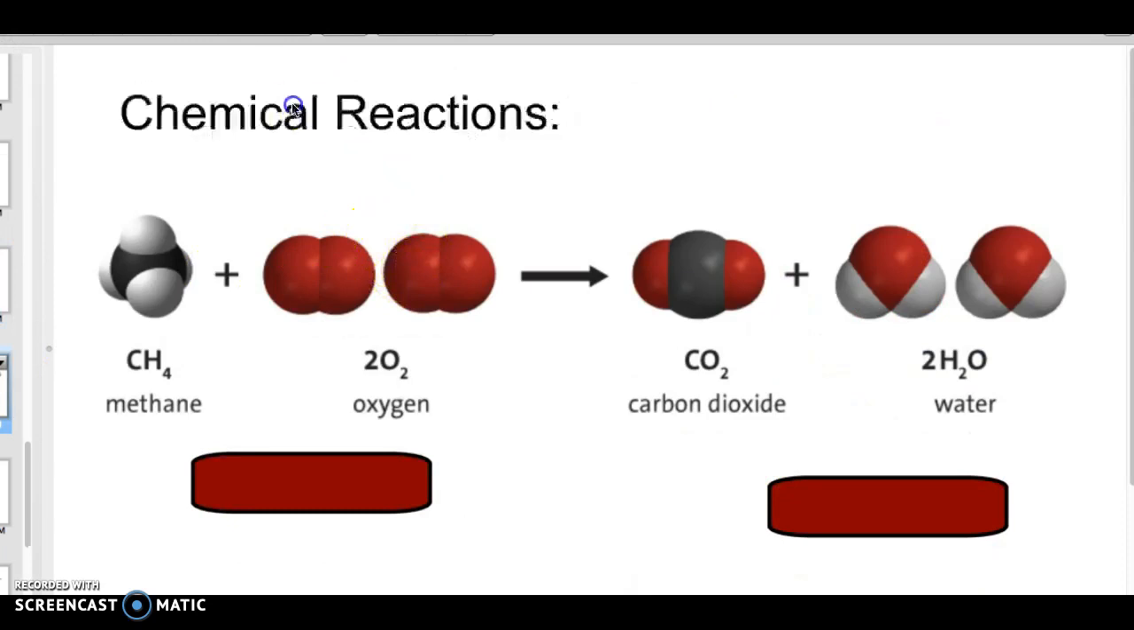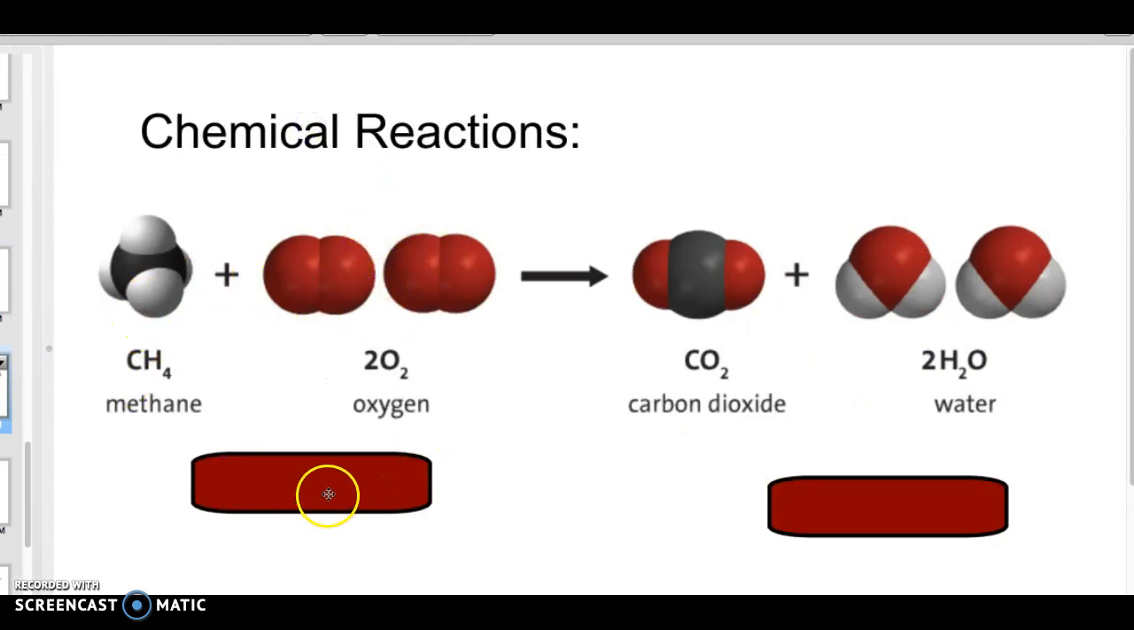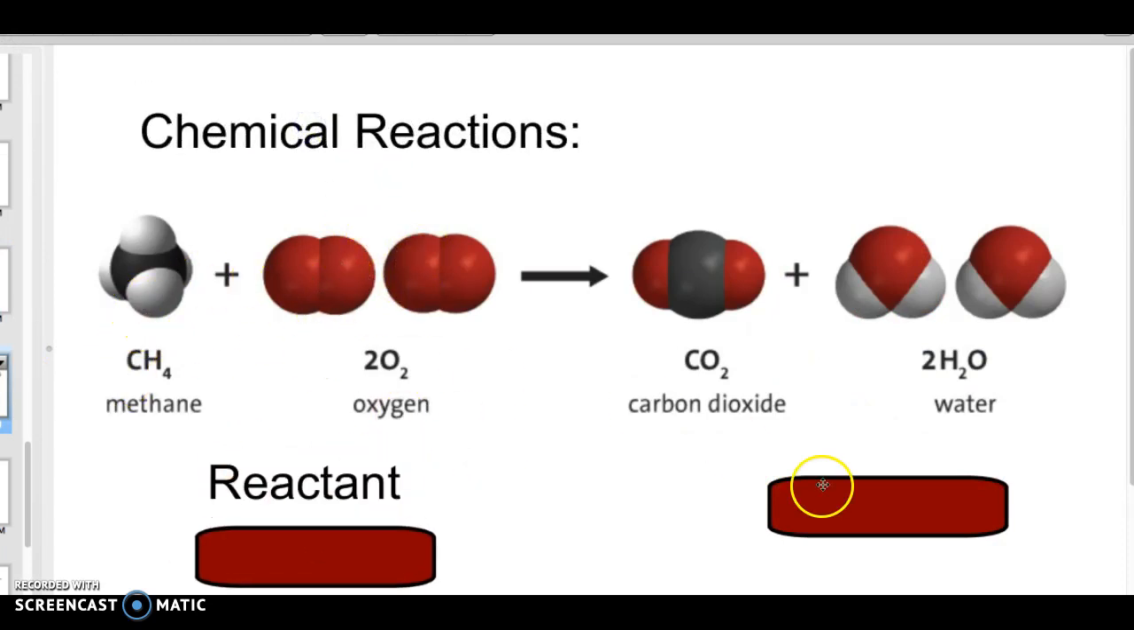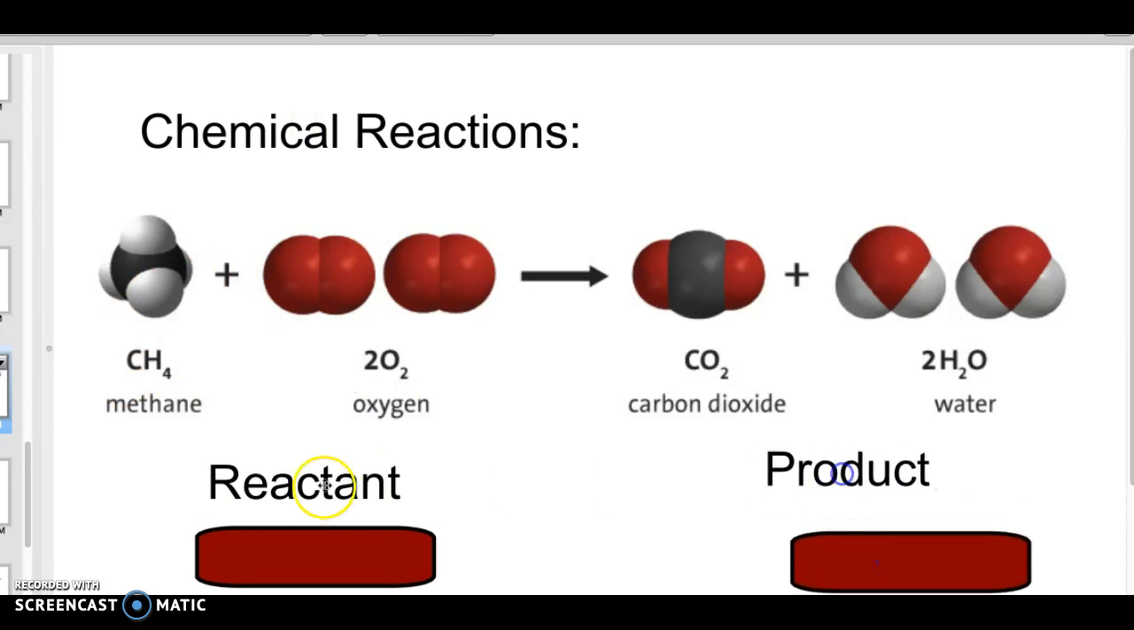When you look at a chemical reaction or a chemical equation, the left side of the arrow is called the reactants, and the right side of the arrow is called the products. So this methane and oxygen would be the reactants. They react together, and when the reaction's over, they turn into the products, carbon dioxide and water.